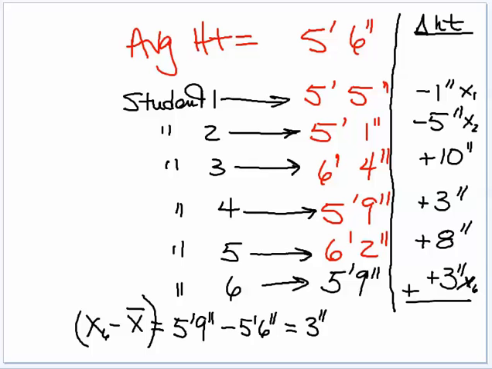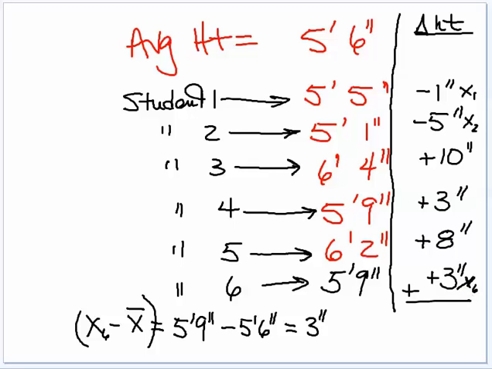Student 1 is 5'5", and student 2 is 5'1", 5 inches below. And student 3 is 10 inches above, student 4 is 3 inches above, student 5 is 8 inches above, and student 6 is 3 inches above.